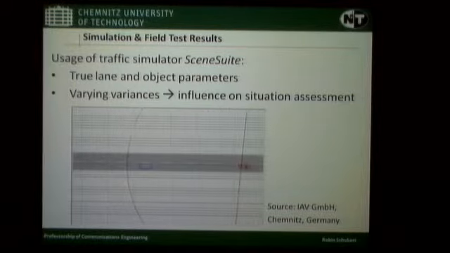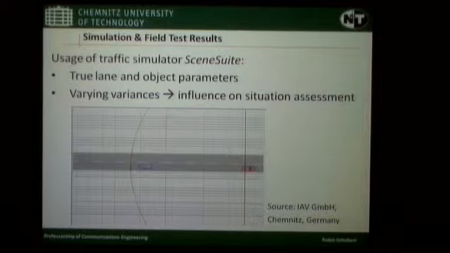And what we have done is we generated a simple scenario where the red vehicle is overtaking us, so the blue vehicle is our ego vehicle. And we have taken the true lane and object parameters and added some artificial noise. And now what we have done is we have varied the amount of that noise. So we have varied the variance from the perception. And we have investigated how this influences the situation assessment. So if we have a very precise environmental perception and a very uncertain one, how does this affect the situation assessment?